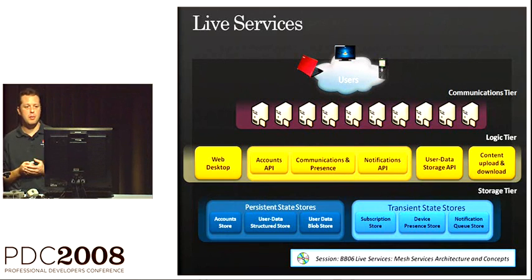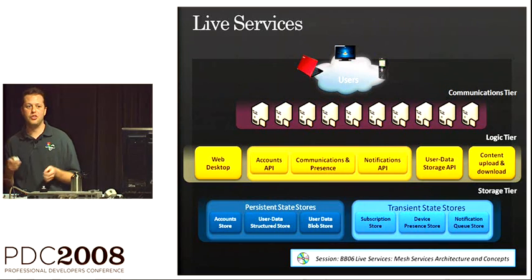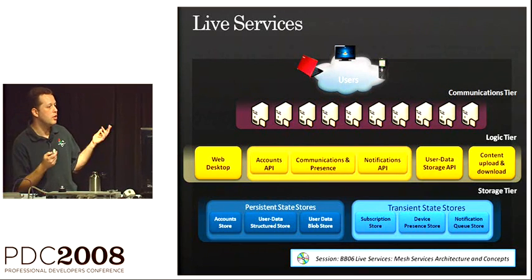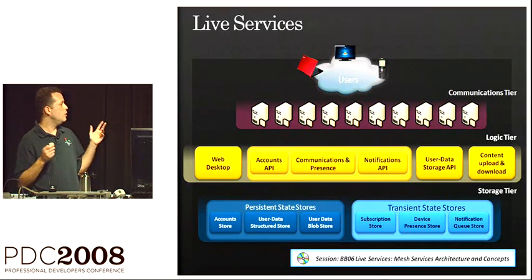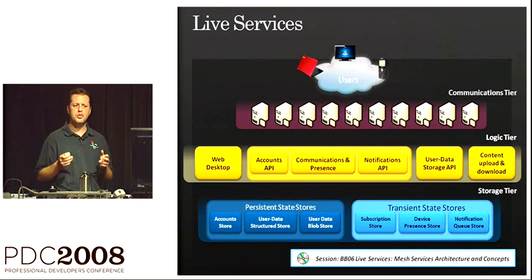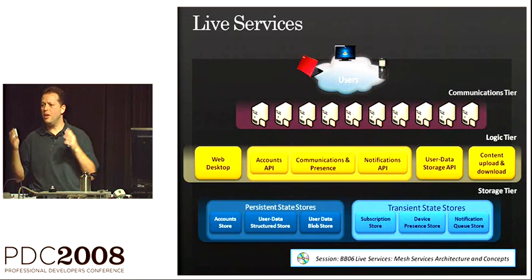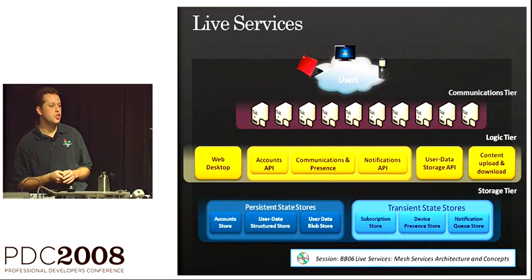It turns out that the mesh has a stateless front end, mostly handles user connections, authentication, some degree of redirection at times. And the logic tier represents the actual live services. So there's accounts, notification, and presence. All those services are pretty much independent of each other, but they share the same user state. And so they share state down below in the storage tier.